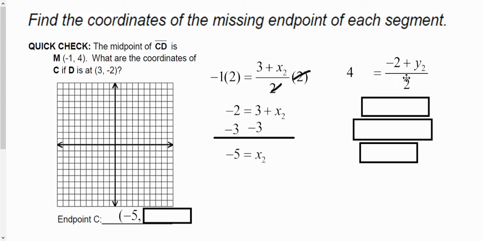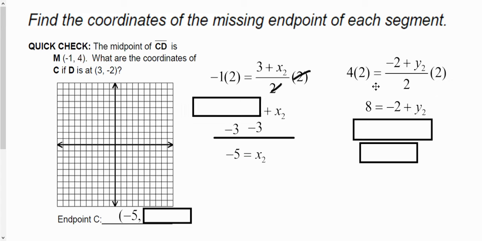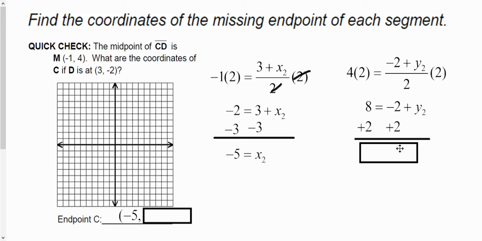Set up the y's. The y for the middle is right here, 4. It equals that one endpoint, the -2 for y, plus the other y we don't know, divided by 2. Go ahead and multiply both sides by 2. And we get 8 equals just the top, because the bottom cancels out. We'll get rid of that -2 with +2, and we get the y coordinate is 10. So there you have it.